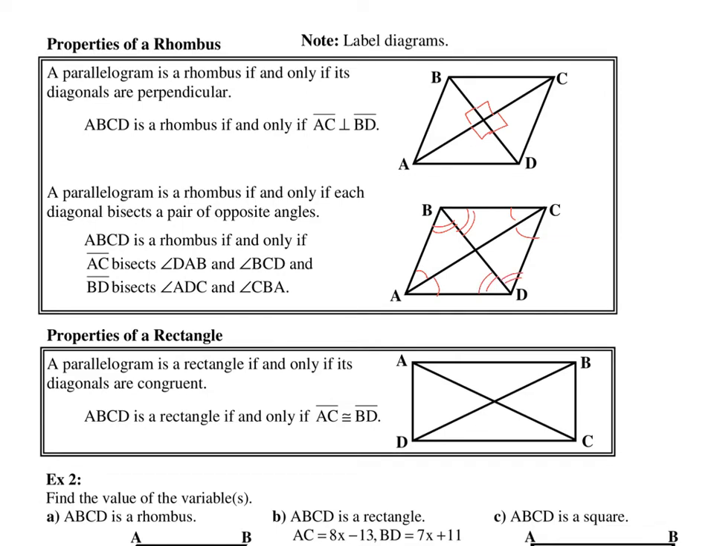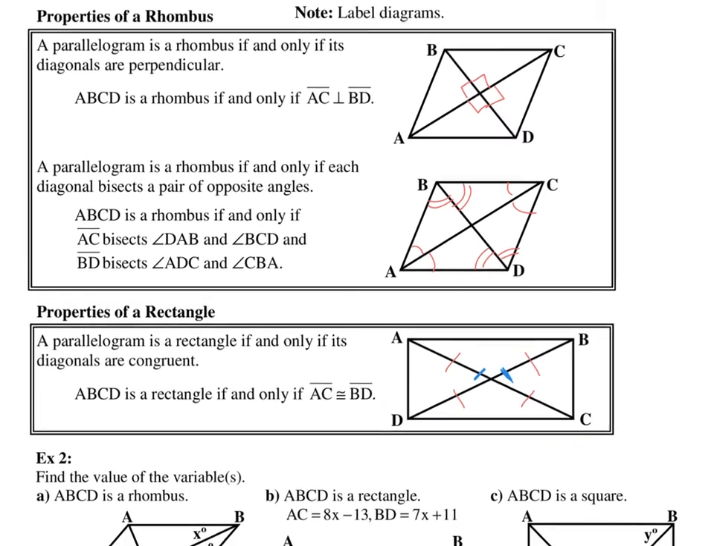And for the next one, properties of a rectangle. A parallelogram is a rectangle if and only if its diagonals are congruent. All right, so if the diagonals are congruent, I could put these symbols to show that diagonals are congruent, or maybe I'll just do one here using a different color. Okay, so let's apply some of these properties here.